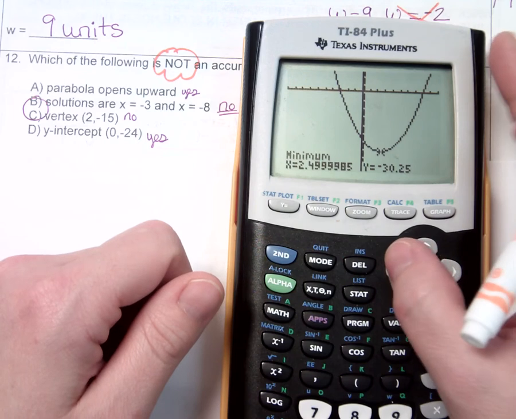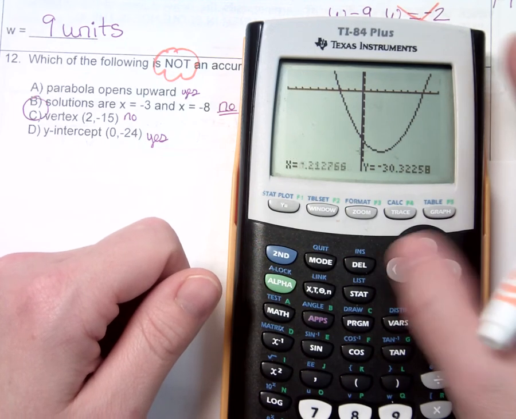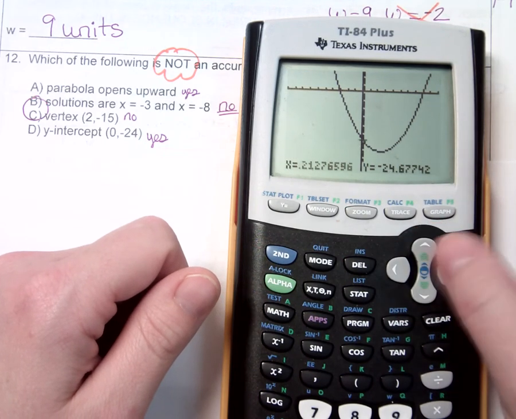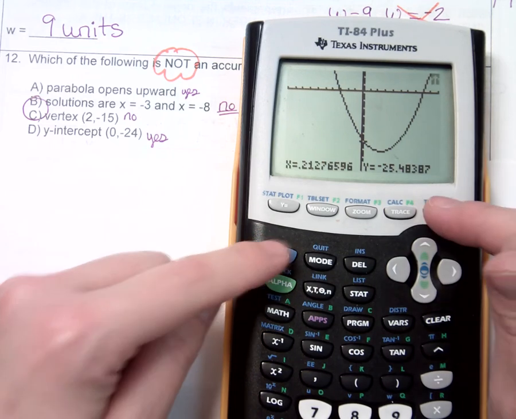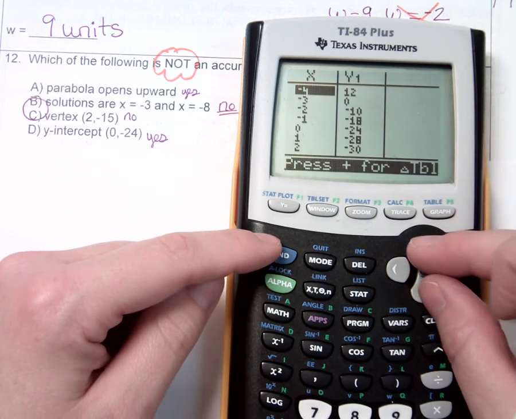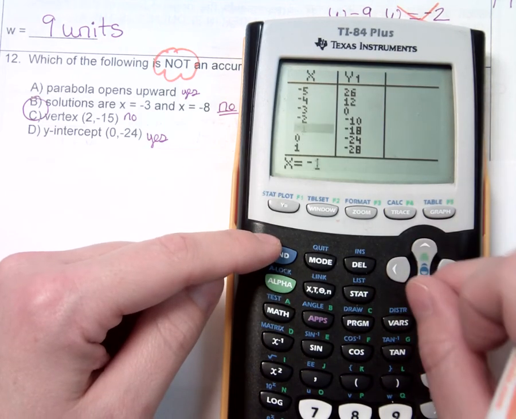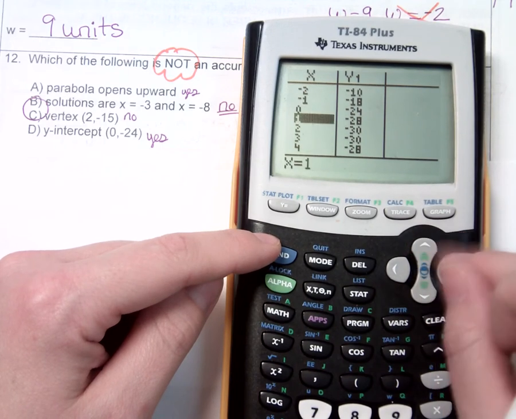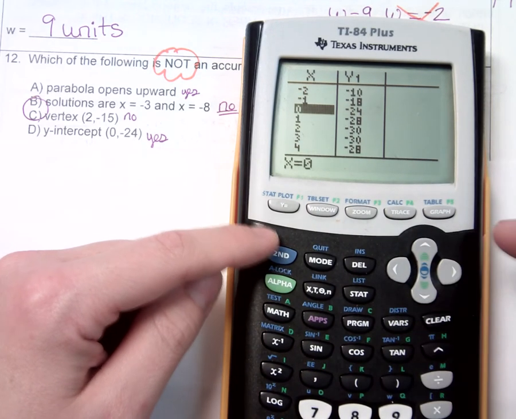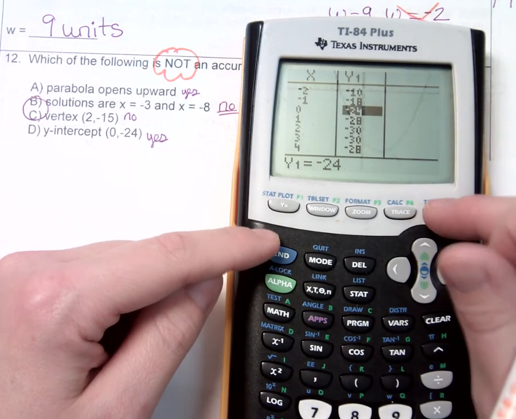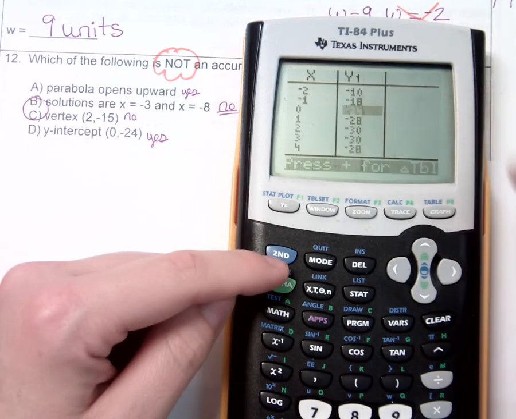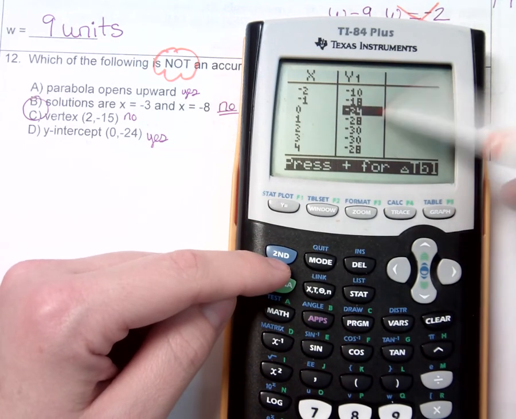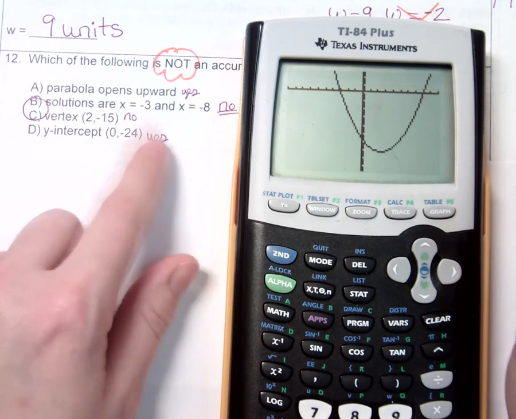Okay, the y-intercept is this guy right here, and it's kind of hard to tell, but I can actually go to my table and see if 0, negative 24 is there. And you can see that 0, negative 24 is there, so that is our y-intercept. And I can find that y-intercept a different way too, but I can tell from the table that 0, negative 24 is there, so that is our y-intercept, so that one's true also.